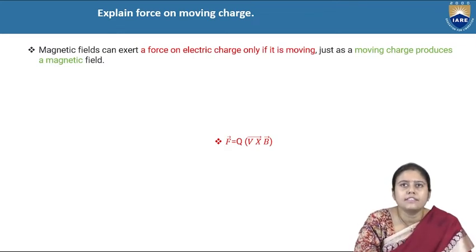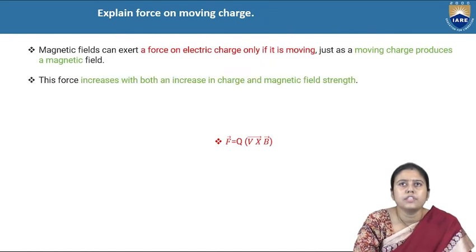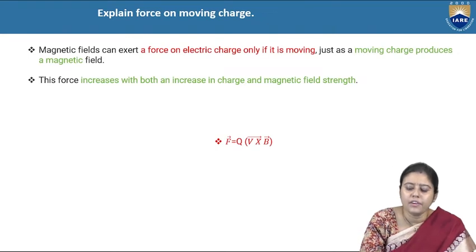Magnetic fields can exert a force on electric charge only if it is moving. Just as a moving charge produces a magnetic field, if the charge is not moving, it will not experience any force. The force increases with both an increase in charge and field density.